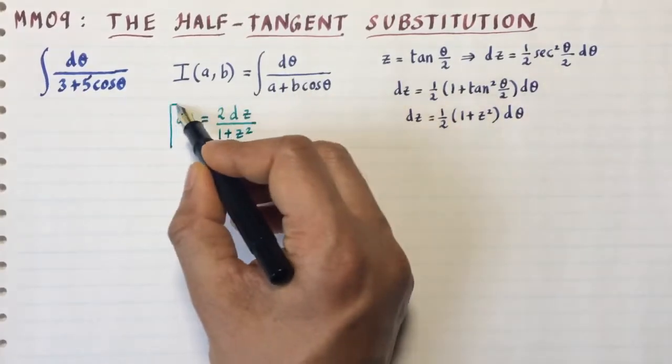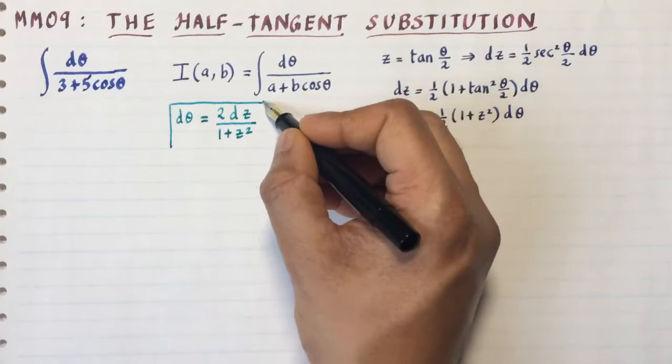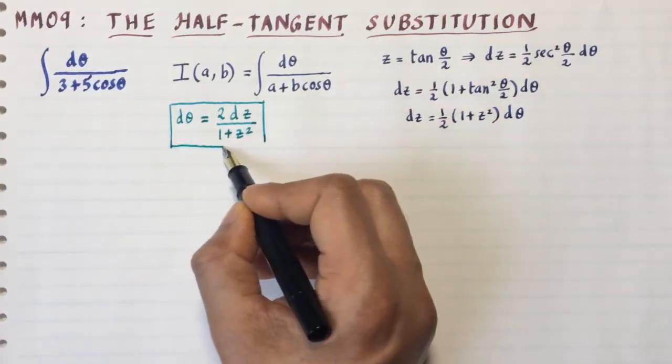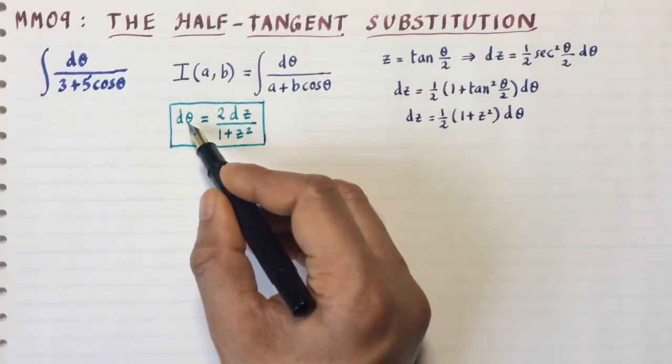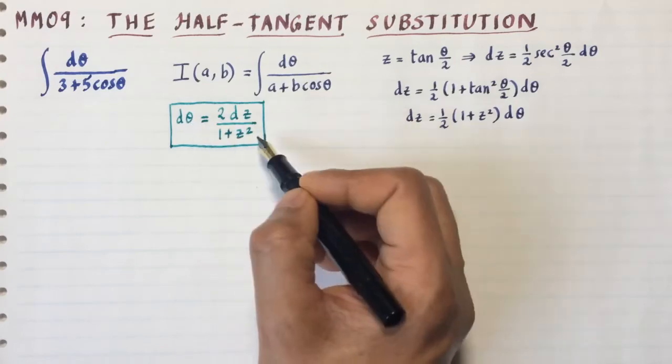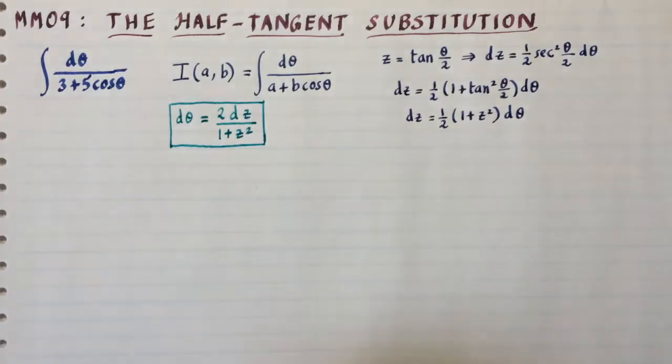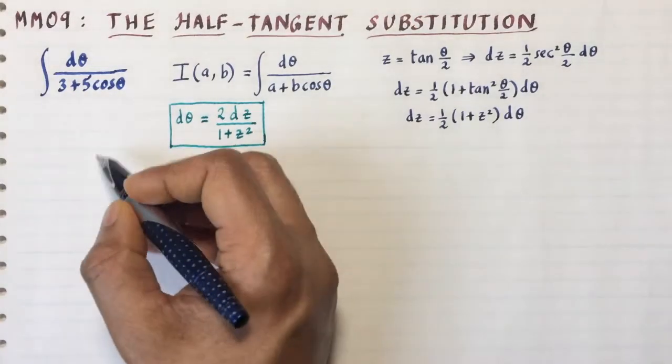So that's the first result. It seems like I've traded something simple, which is d theta, for something more complicated, but wait and see. The whole thing will be very simple once we finish.